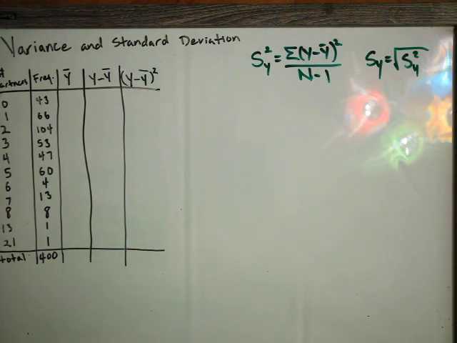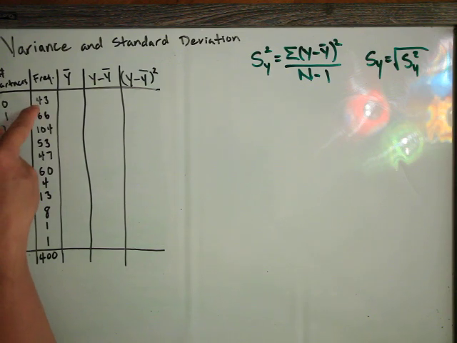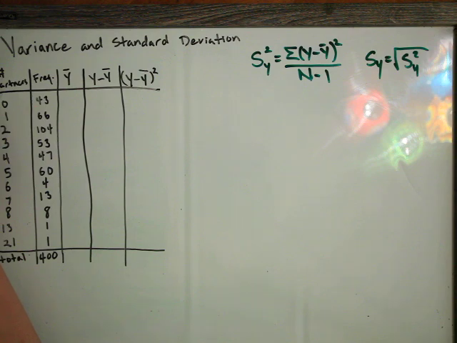In this video, we're going to work through how to solve for the variance and standard deviation when you have a frequency distribution of interval ratio data. In this case, you can see that we have a frequency distribution where we asked 400 people how many partners or significant others they have had in their lifetime. Here we can see that 43 people had 0 partners, 66 people had 1 partner, and so on.